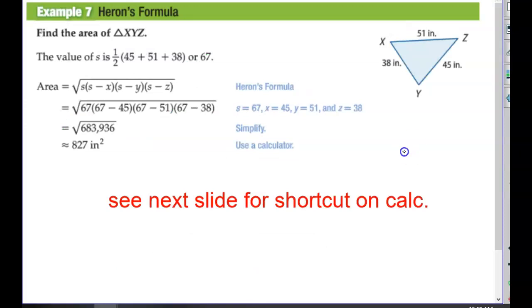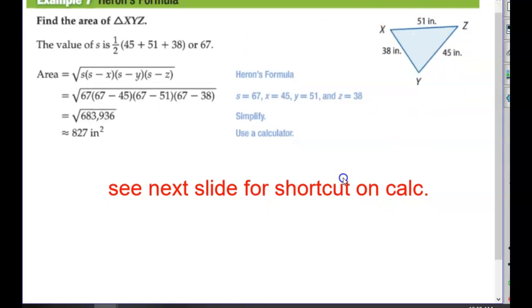Now, I would like to teach you the shortcut on your calculator. You want to try that? Because there's a way to make this a little less cumbersome. So first you would calculate the semi-perimeter. So quickly type in on your calculator 38, 51, 45.